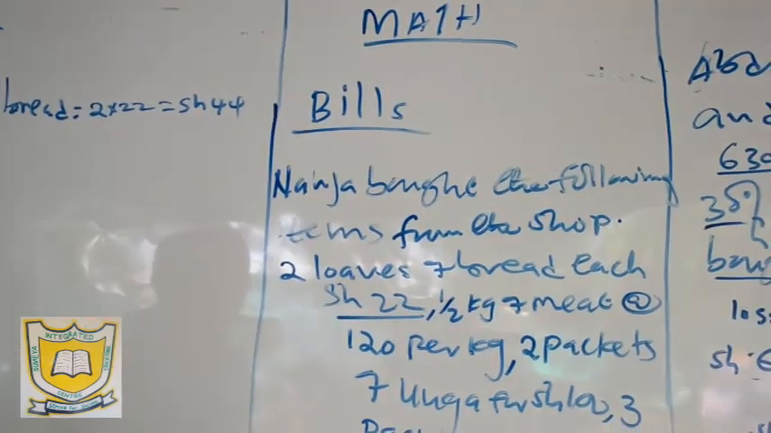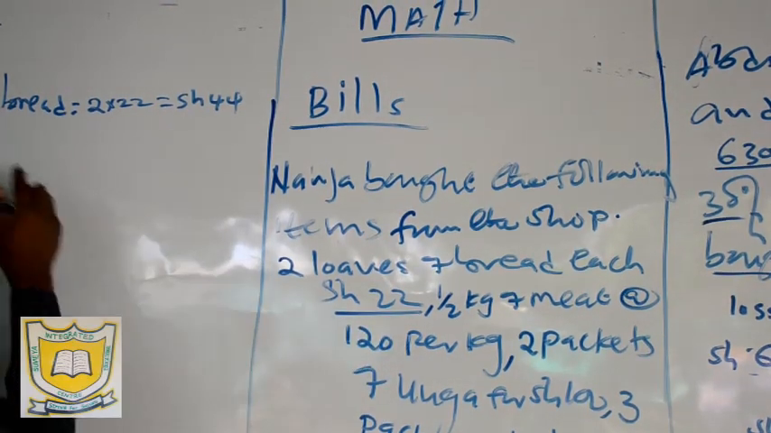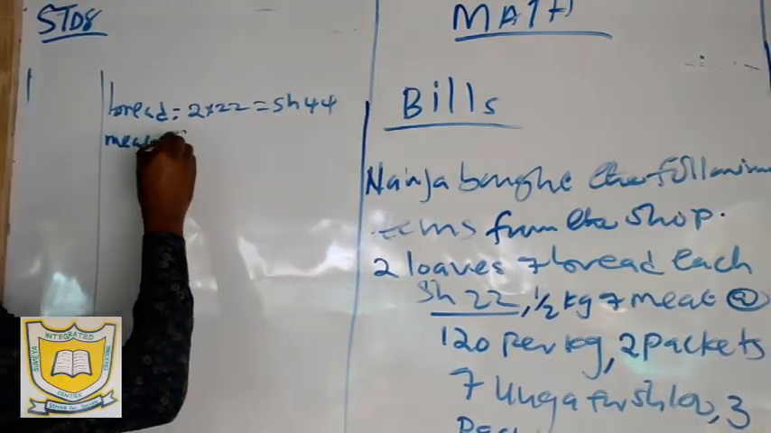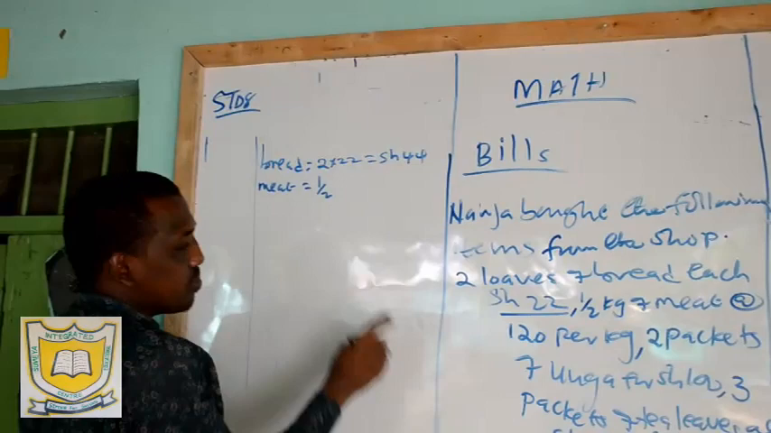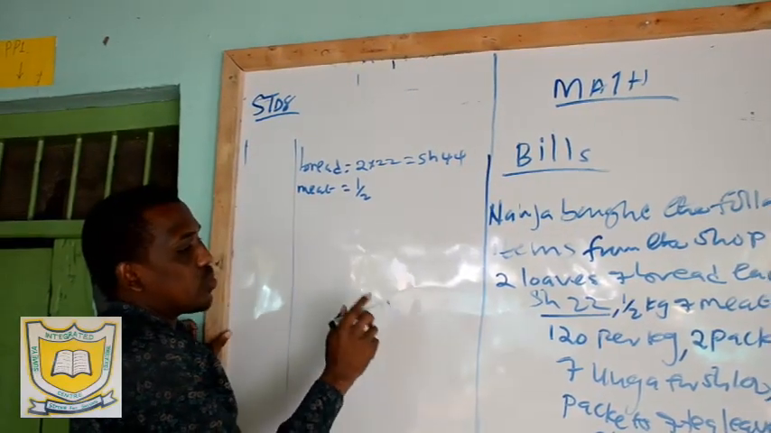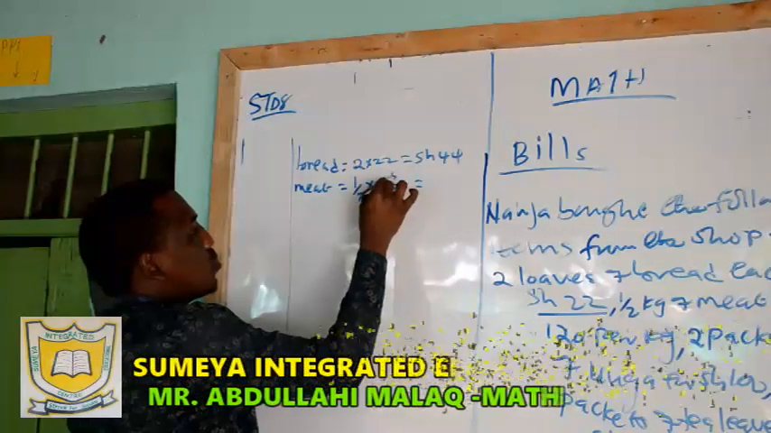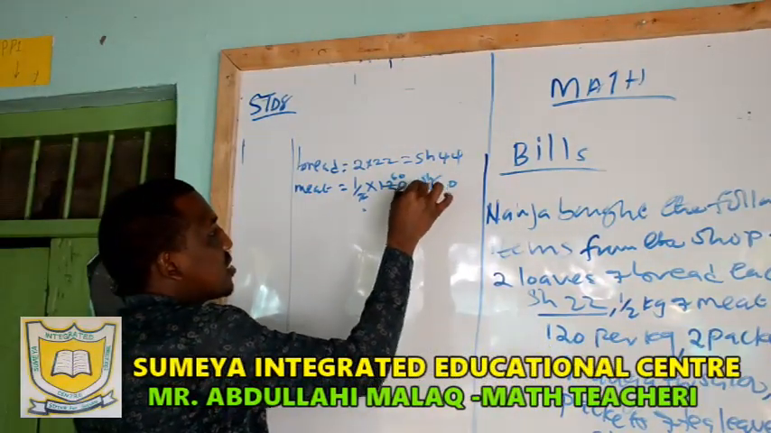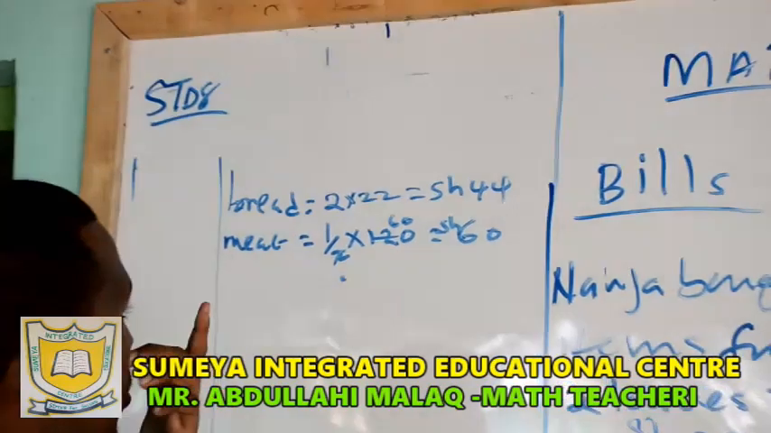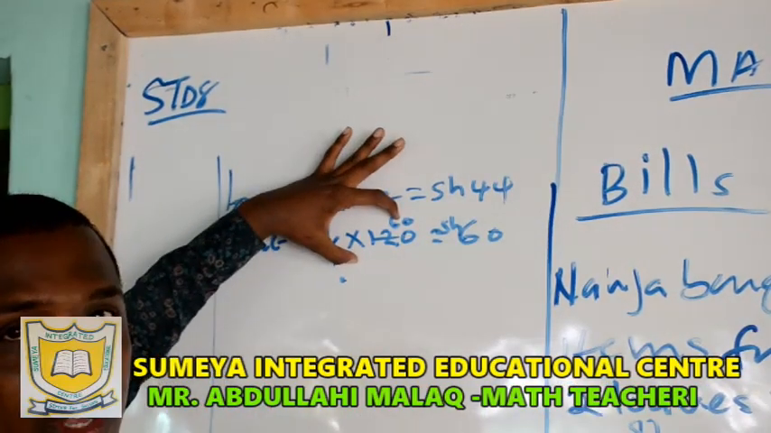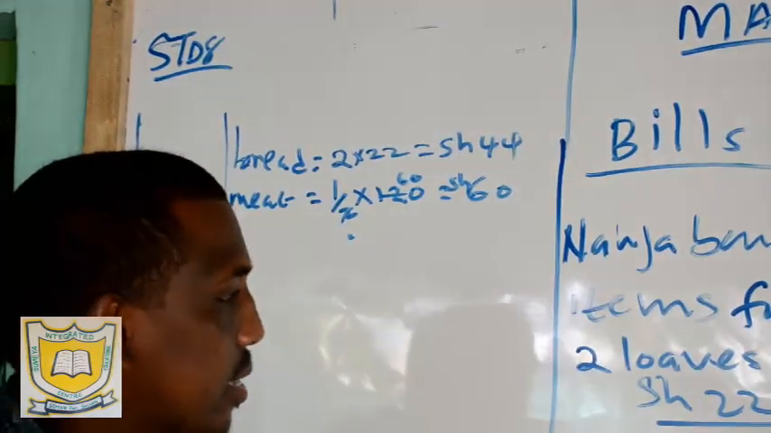A half kg of meat at shillings 120 per kg. So you multiply 120 by 1 over 2, and you get 60. So it is shillings 60 per kg. If a half is 120, 1 kg will be 60.